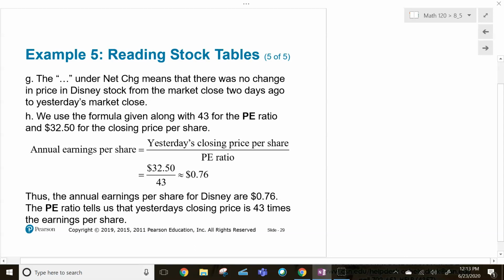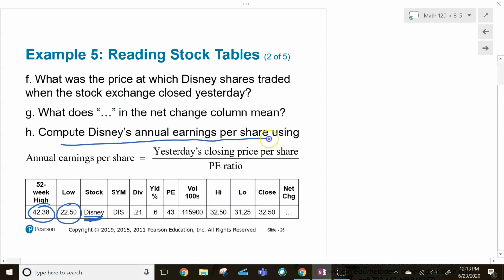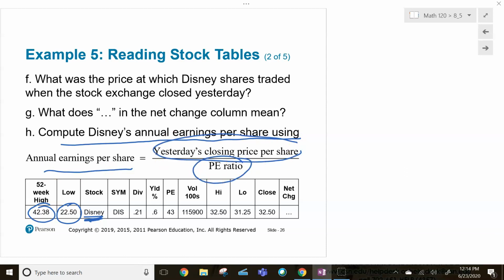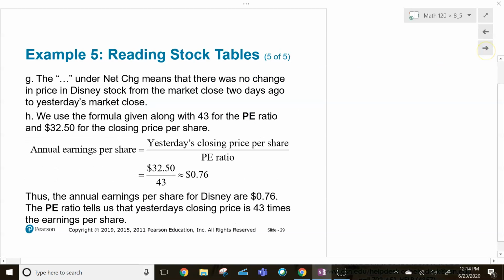All right, so for the H question, it says compute Disney's annual earnings per share. So annual earnings per share, take their closing price divided by the price to earnings ratio. The closing price was 32.5 divided by 43, right? So in other words, you could buy a share for $32.50. Divided by 43, each share would pay you 76 cents for the year.